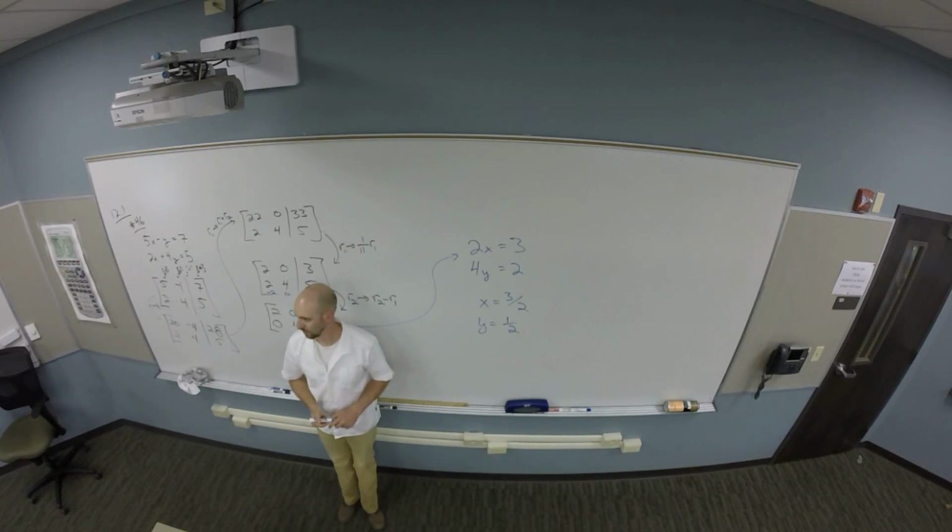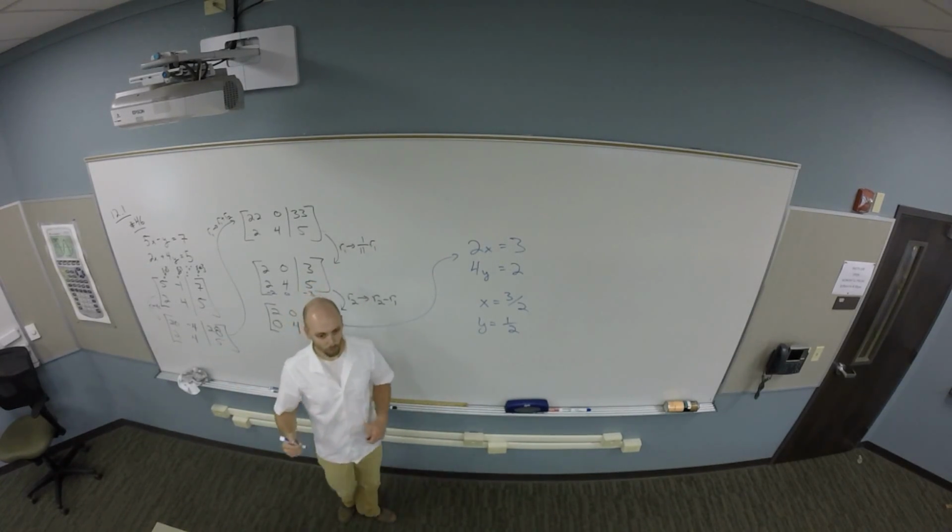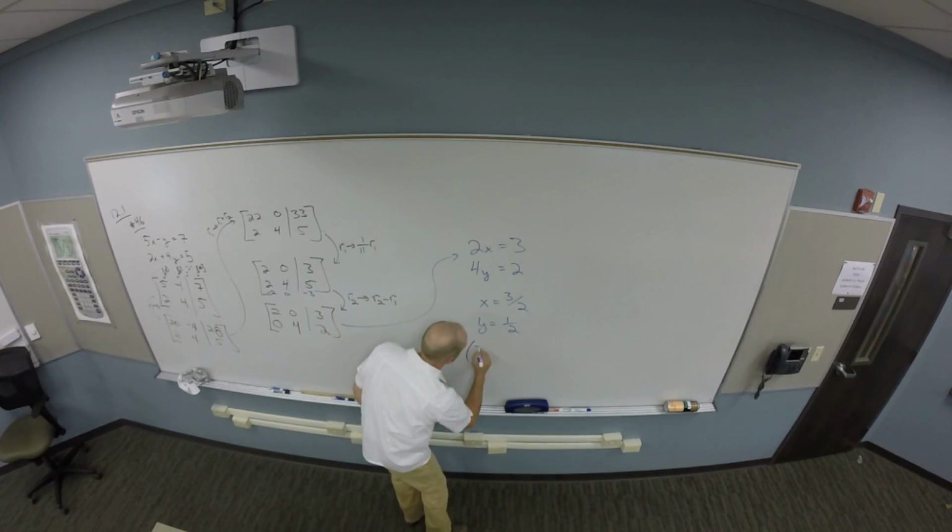How do I phrase the answer to this? We have to phrase it too. I don't really have to, sorry, phrase was a poor choice. How should I write the answer to this? I don't need to say anything. Yeah, but this is a point, right? This is 3 halves, comma, 1 half.